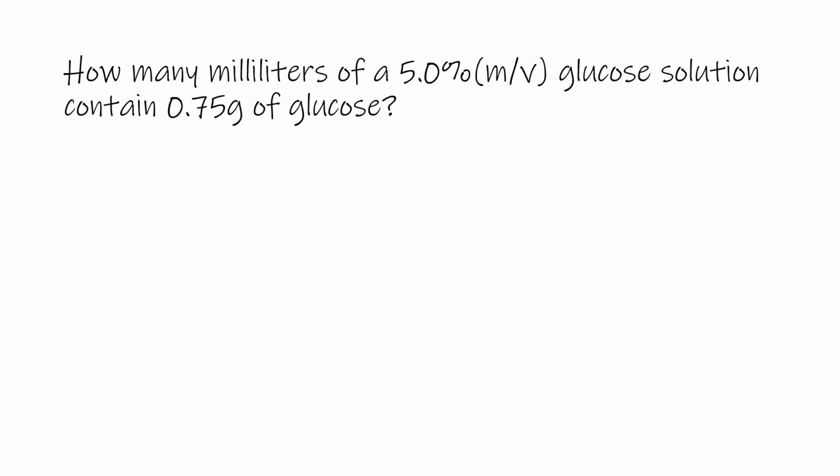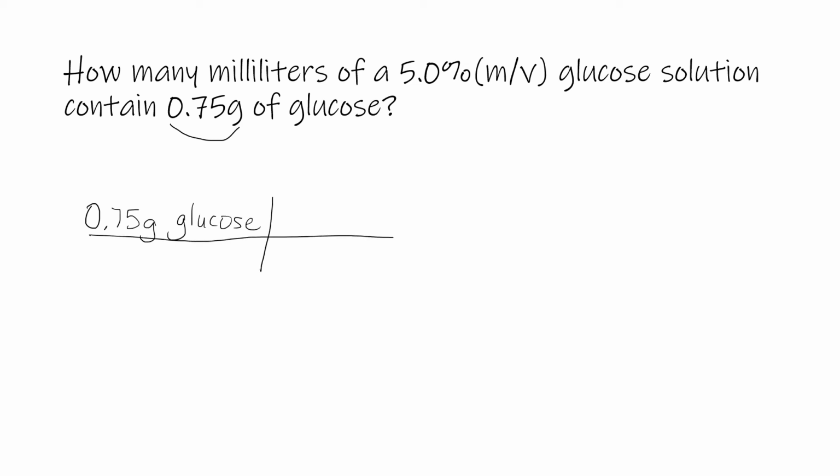Let's look at one more example. This question asks us how many milliliters of a 5% mass volume glucose solution contain 0.75 grams of glucose. So just like before, we're going to start with the amount that we're given, which is not our percent concentration. That's a concentration, not an amount. So we're going to start with our 0.75 grams of glucose, and then we will use that percent as our conversion factor. So 0.75 grams of glucose.